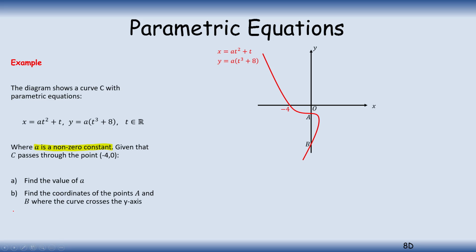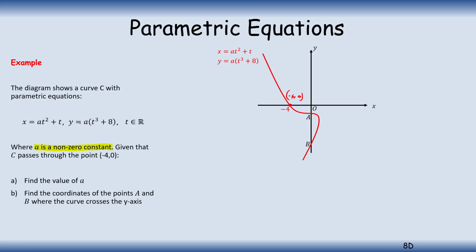Right, given that C passes through the point minus 4, 0, which is here, find the value of a. So I want to find the value of a, and I know that C passes through this point, so I've got the x value. What's the y value when it crosses the x-axis? That'd be 0. So minus 4, 0 are my coordinates at that point there. I know y is going to be equal to 0.